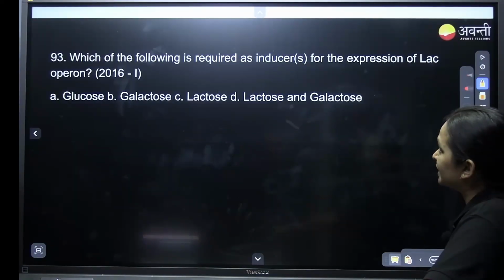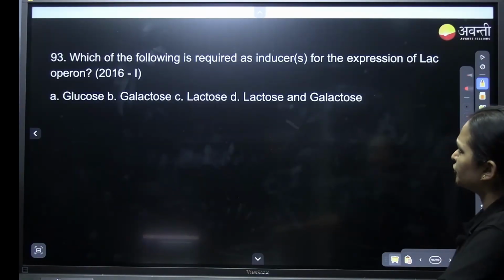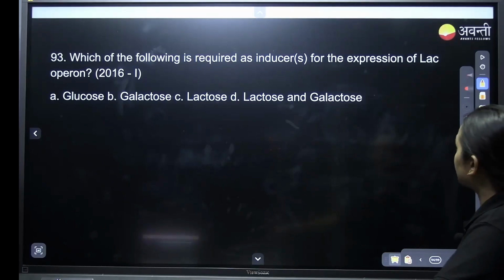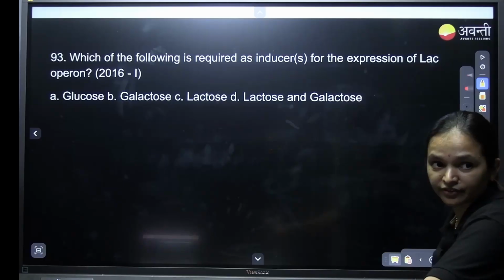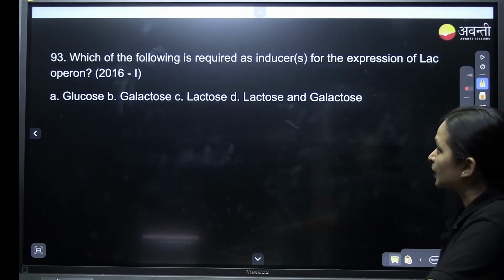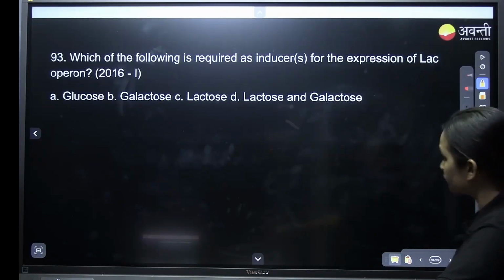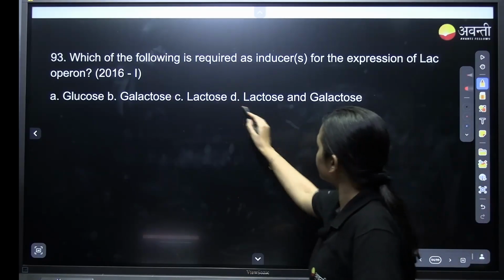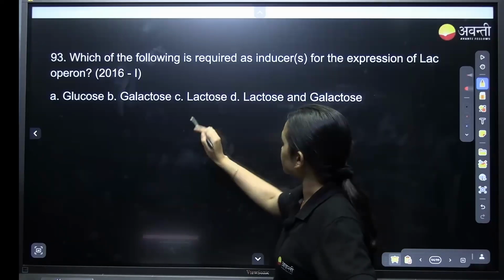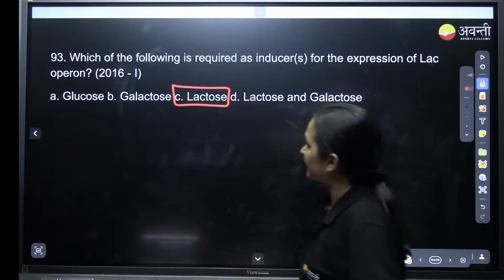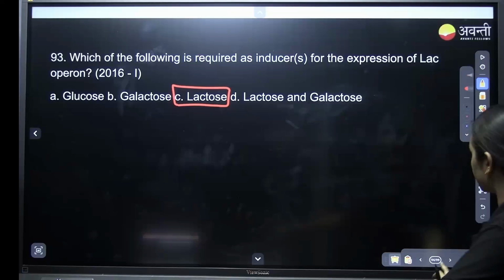Which of the following is required as inducer for the expression of lac operon? Lactose. It is only lactose. Here lactose is used as inducer for expression of lac operon.